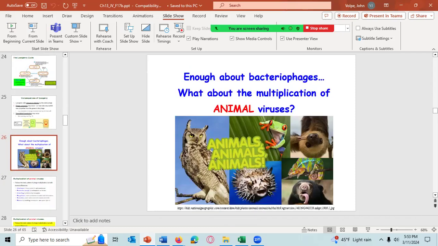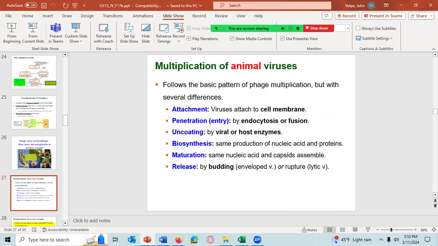All right, enough talking about bacteriophages. Let's talk about animal viruses. Animal viruses are viruses that infect cells in the kingdom animal, and they follow, surprisingly, the basic pattern for phage multiplication as bacteriophages, but there are some differences. First, the attachment is a little different because animal cells don't have a cell wall, they only have a cell membrane. And that actually makes it easier for the virus to infect the cells.